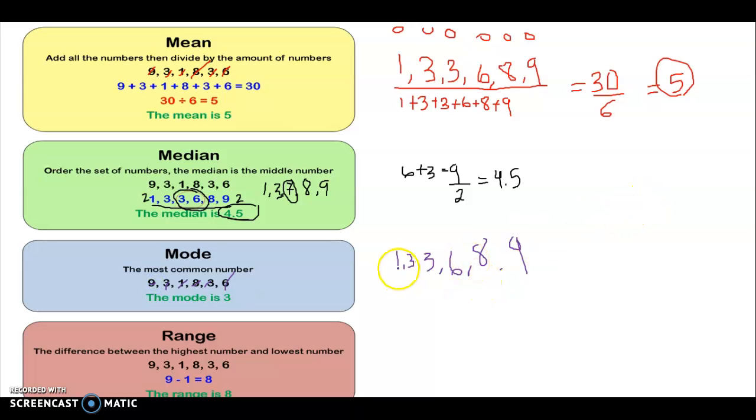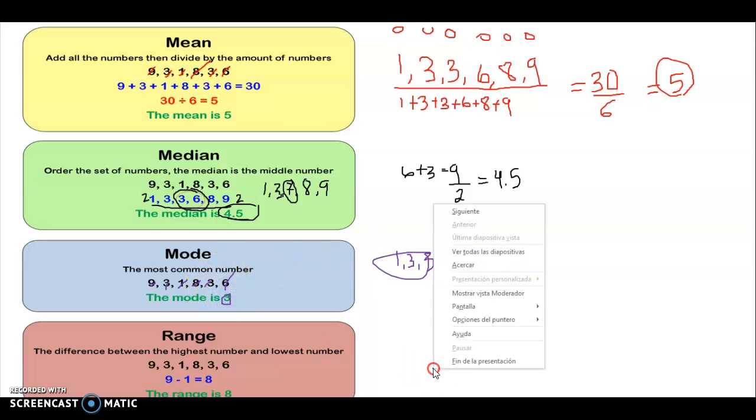So now, the 1 has a frequency of 1. The 3 has a frequency of 2. The 6 has a frequency of 1. The 8 has a frequency of 1. And the 9 has a frequency of 1. So, the most common number is 3.